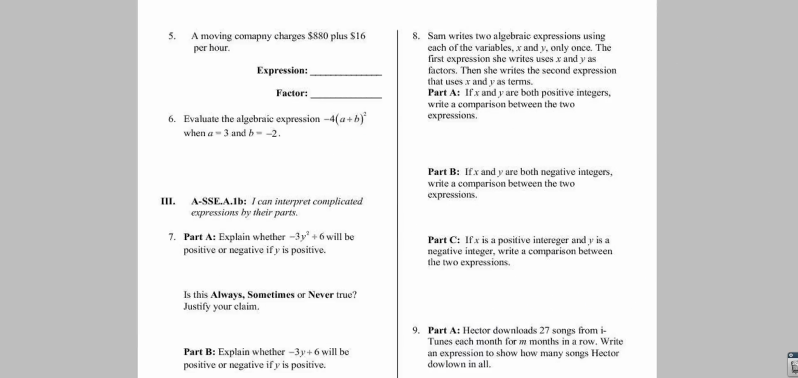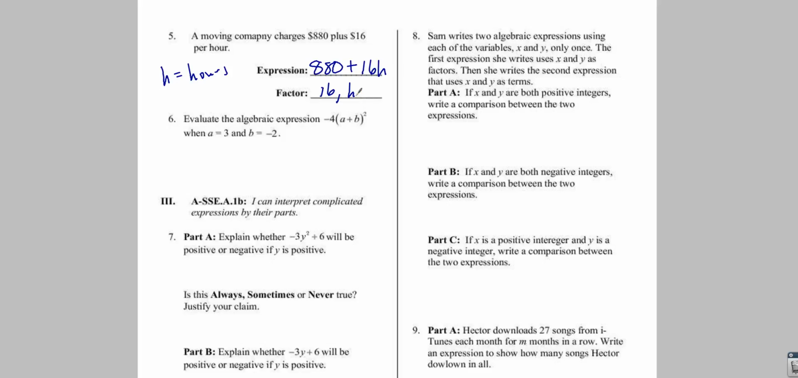Alright, number 5. Moving company charges $880 plus $16 per hour. The expression. So we get charged $880 plus an additional $16 for every hour that we have it. So H is hours. The factor would be the parts that have like a coefficient and a variable, so that would be the 16h. So my factors are the 16 and the h.